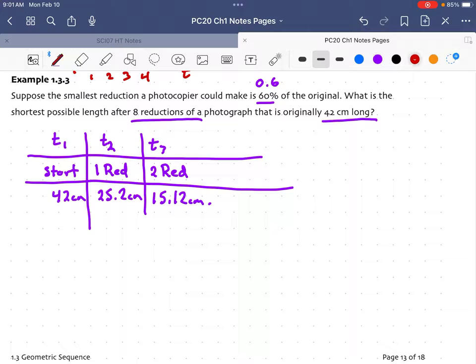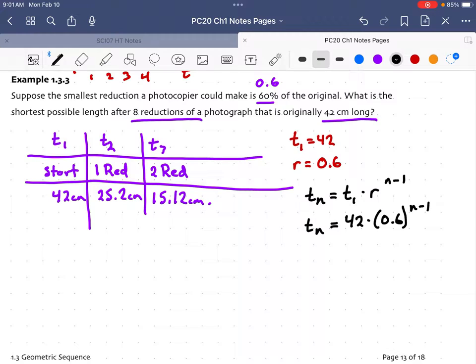So let's write our formula for the general term. Well, we know that term 1 is equal to 42, and our common ratio is equal to 0.6. Since our common ratio is less than 1 and greater than 0, it is going to get smaller and smaller. So our general term is equal to our first term times our common ratio to the power of n minus 1. So our Tn is equal to 42 times 0.6 to the power of n minus 1.